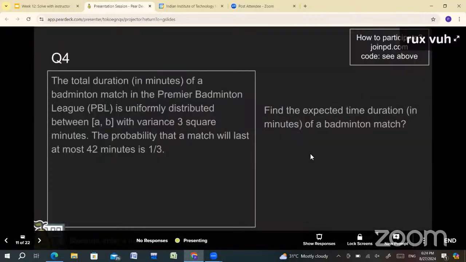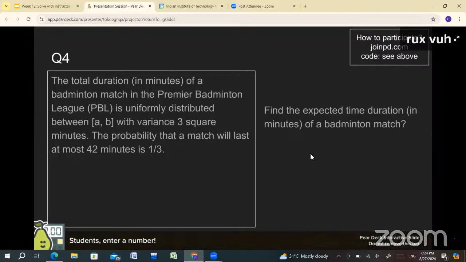Now the next question is, the total duration in minutes of a badminton match in the Premier Badminton League is uniformly distributed between A and B, with variance 3 square minutes, and the probability that a match will last at most 42 minutes is 1 by 3. So find the expected time duration in minutes of a badminton match. Okay, now solve it.